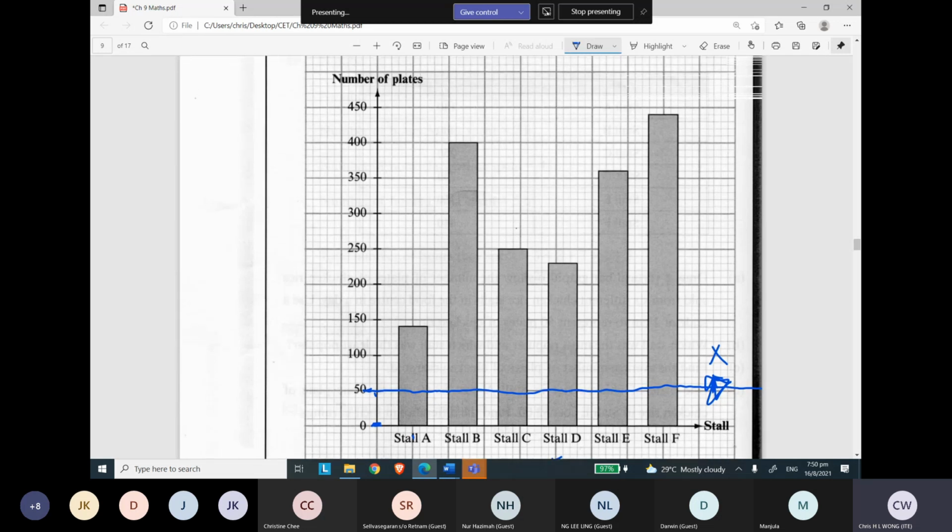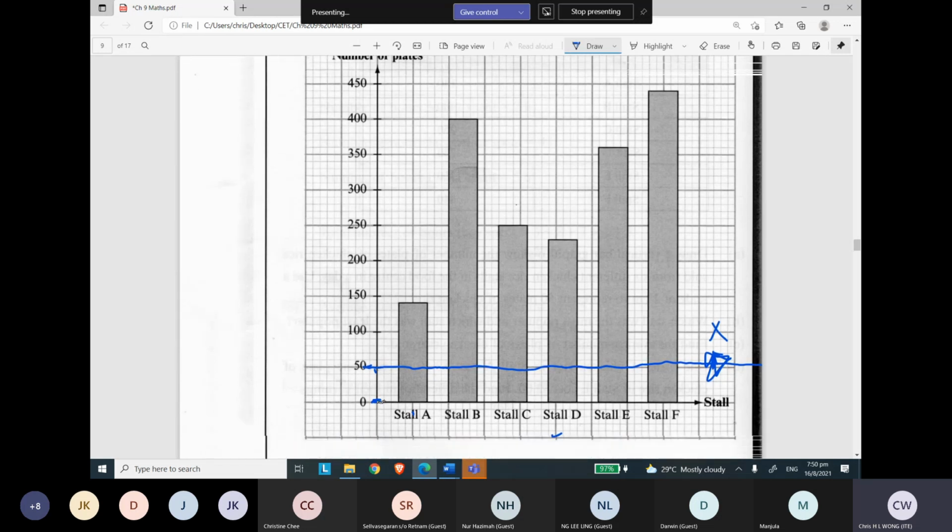So you can see they say 5 cm, right? Every 5 cm is 50. So if you take your ruler to measure from here to here, it is actually 5 cm. So every 5 cm is 50. Your spacing, your division must be the same. So every 5 cm is 50, so you'll have 50, 100, 150 all the way to 450. Then you have a drawing.